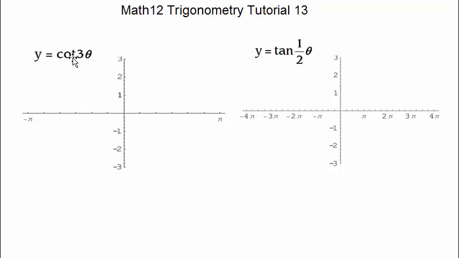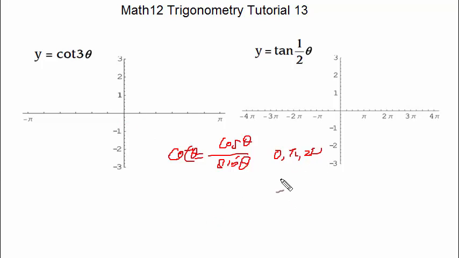Okay, next one. How to draw cotangent 3 theta. Okay, cotangent is almost the same as tangent. The only difference is its vertical asymptote is shifted a little bit, because cotangent equals cosine over sine. So whenever sine theta equals 0, we get the problems. Now the sine is the troublemaker. So when sine theta equals 0, that will be 0, pi, and 2 pi, right? So its vertical asymptotes are going to be 0, pi, and 2 pi.